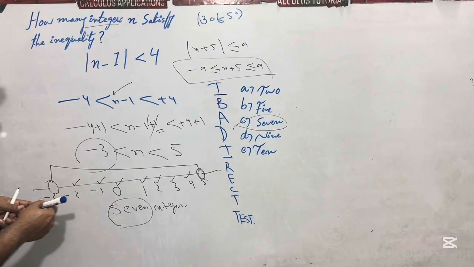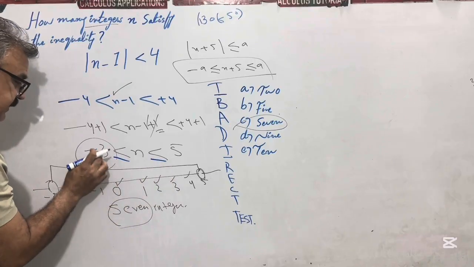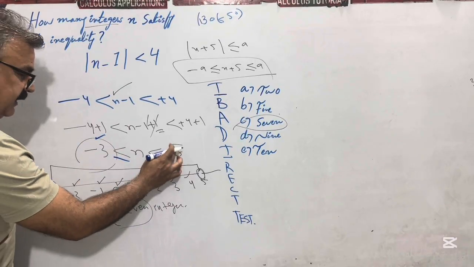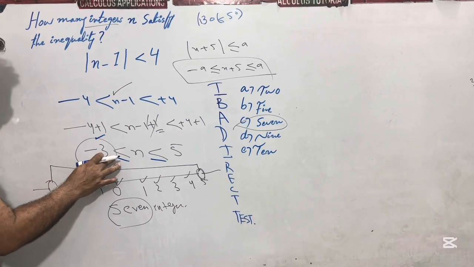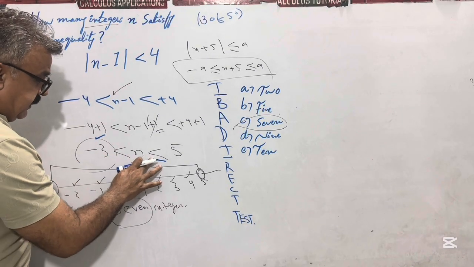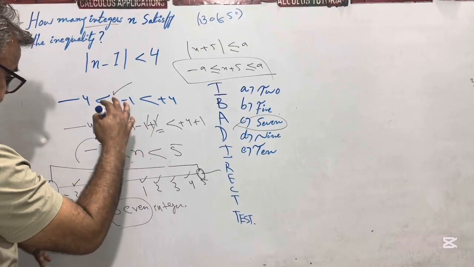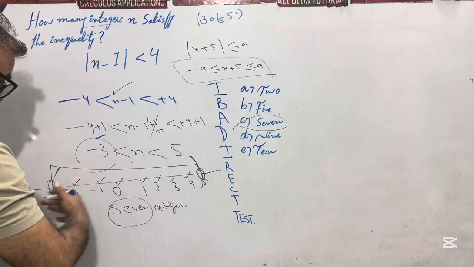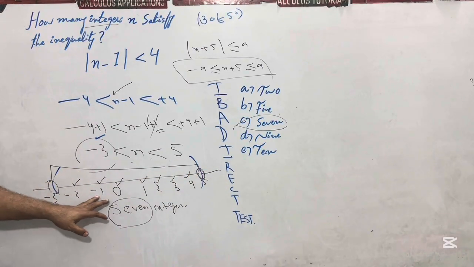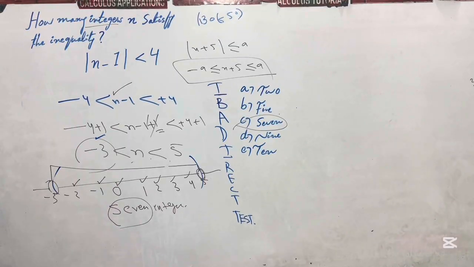If there had been written less than or equal to, then minus 3 as well as 5 would also be included, and I would have shaded this portion as well. But in this case minus 3 and positive 5 are not included. In between minus 3 and 5, all integers are included. They are minus 2, minus 1, 0, 1, 2, 3, 4. If you count them, they are 7.